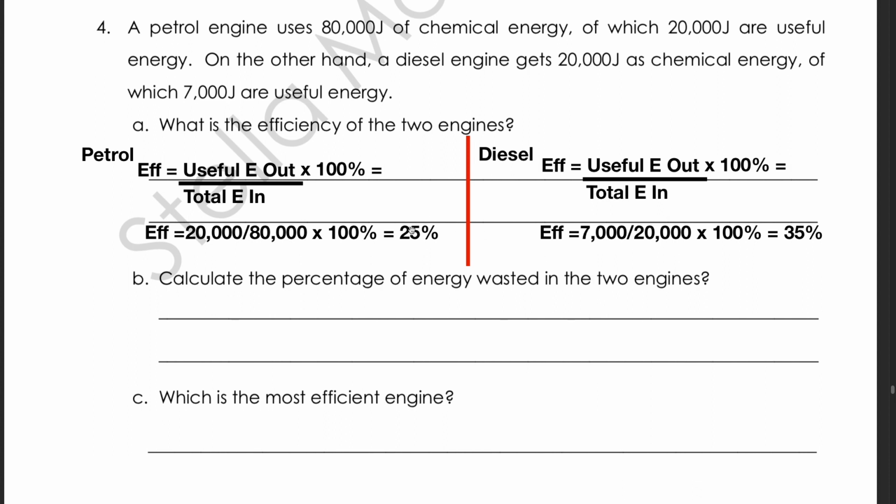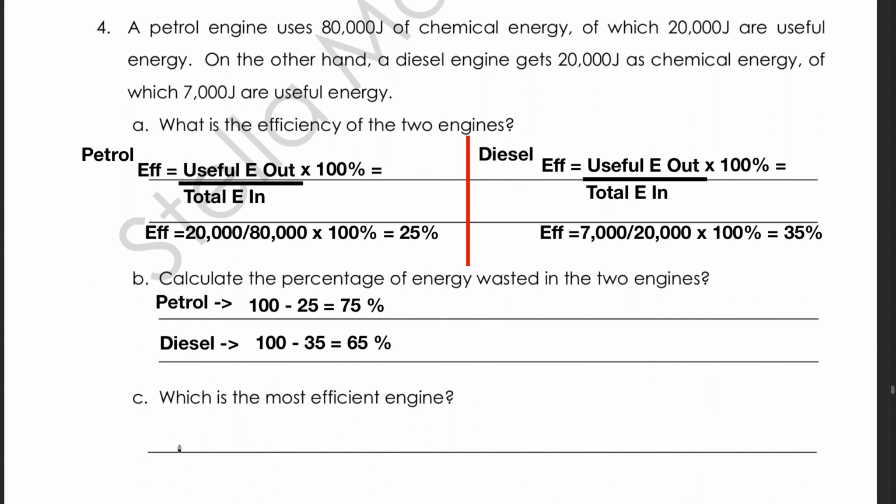Now once again, let's take petrol. If 25% is the useful energy, then 100 minus 25 will give us 75% of the energy is wasted. In the case of diesel, 100 minus 35 will give us 65% of energy that is wasted.